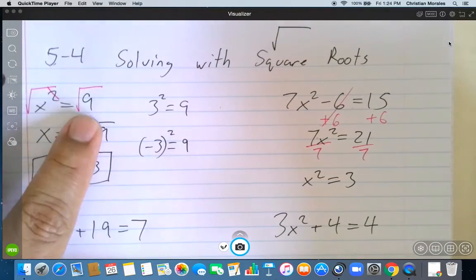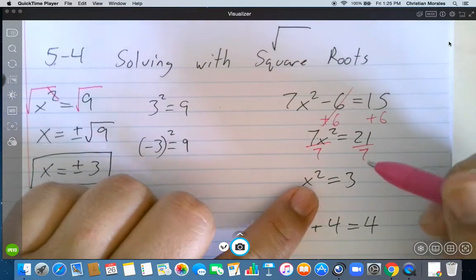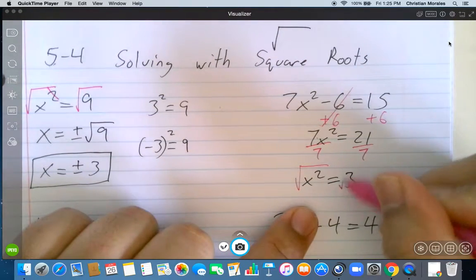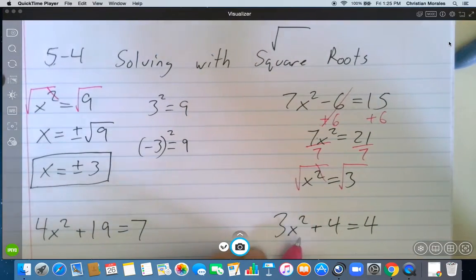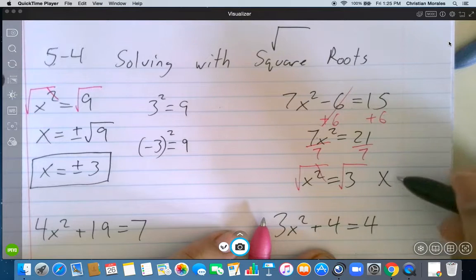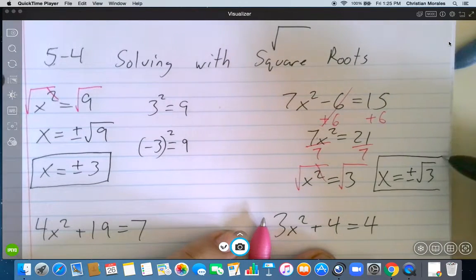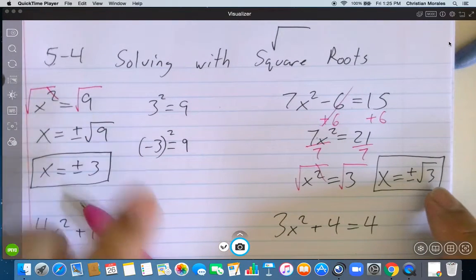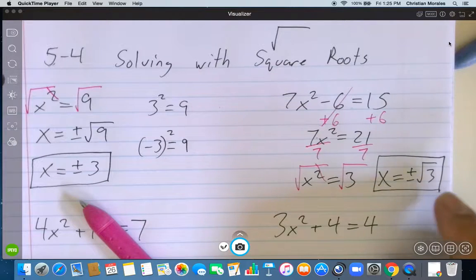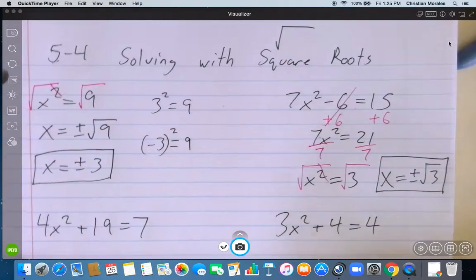And here we get the same kind of problem. How do you get rid of the power of 2? How do you get rid of the square? With the square root. That'll cancel out the 2. And your answer for this will be x equals plus or minus the square root of 3. The reason this stays inside of the box and the 9 didn't is because 3 doesn't have a square root. So guys, this is a perfectly acceptable answer. Then you can leave it like that. Okay? Let's practice a couple more.